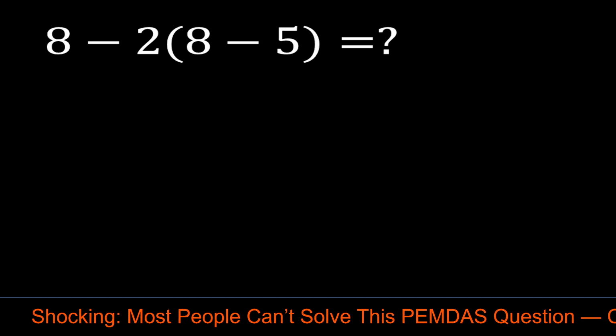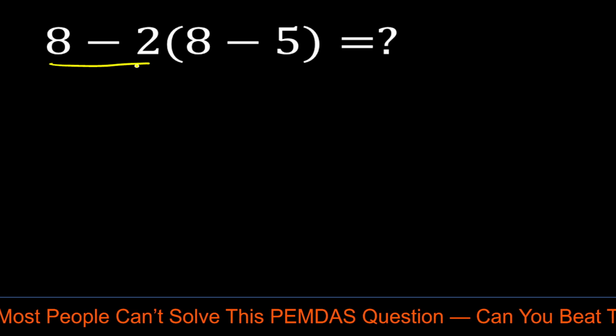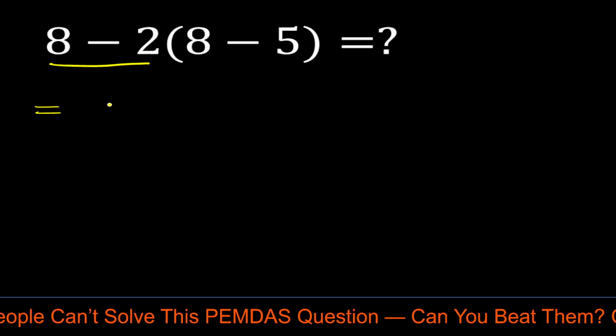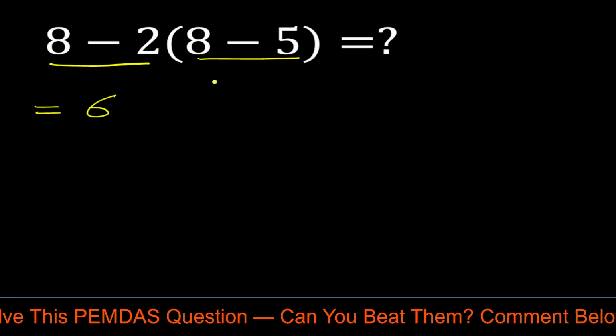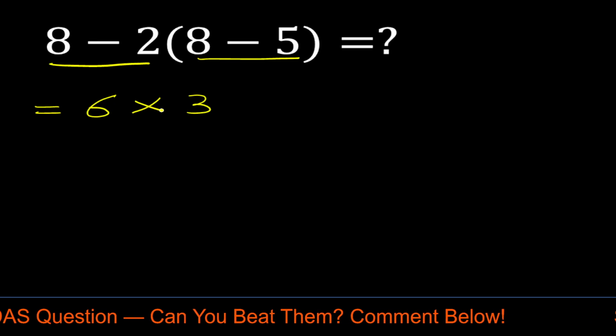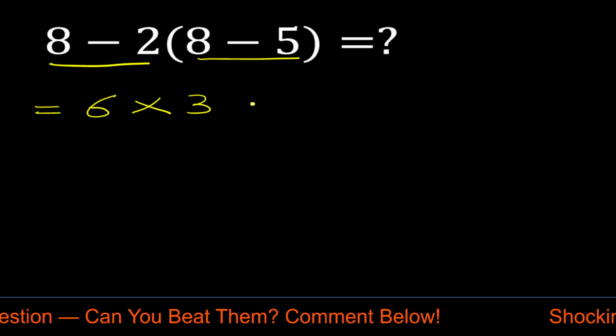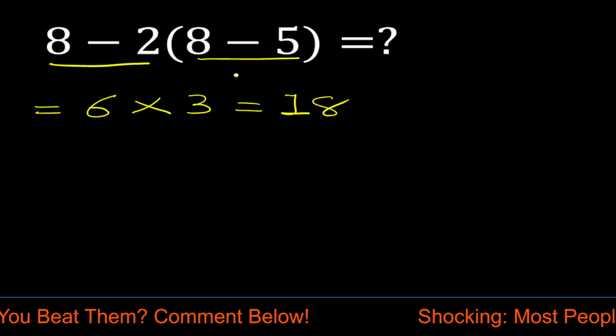So most people solve this question like 8 minus 2. So 8 minus 2 is equal to 6, right? Then 8 minus 5. So 8 minus 5 is equal to 3, right? Now 6 times 5, sorry, 6 times 3. So 6 times 3 is equal to 18, right?